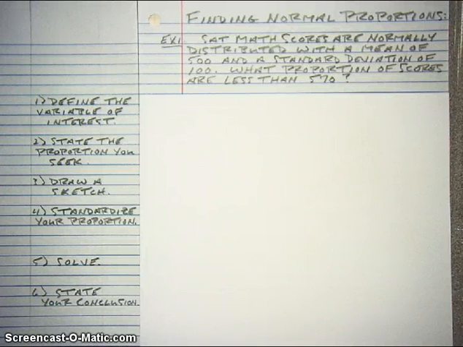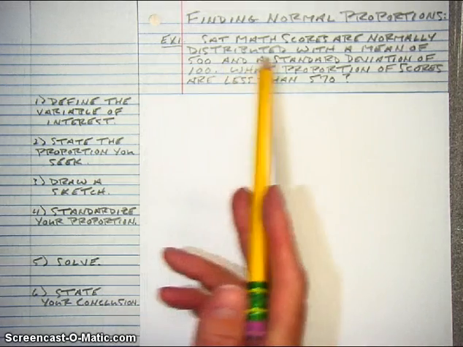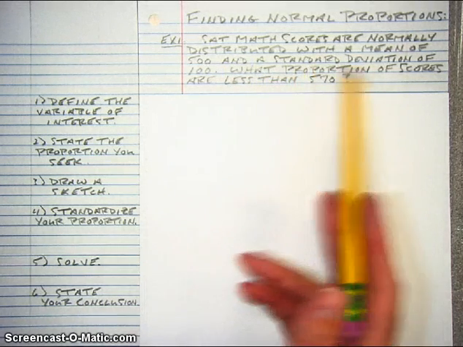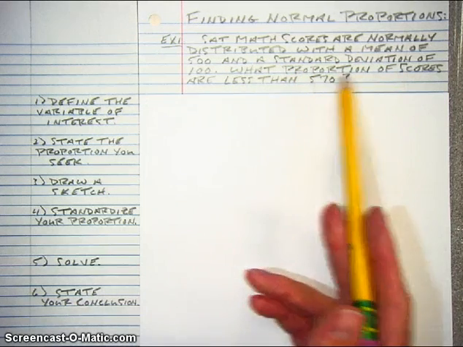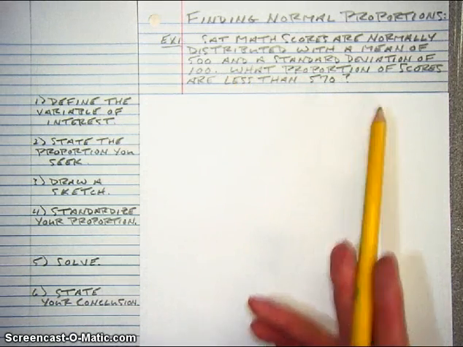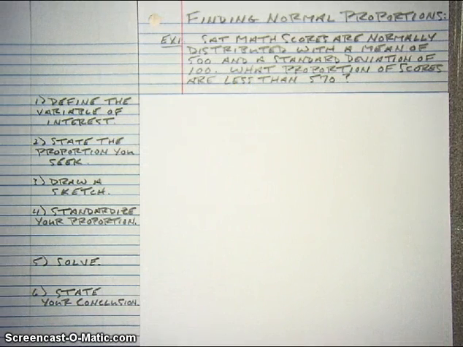In this video, we're going to look at how you can find normal proportions under a normal curve in any situation. It basically uses the standard normal distribution and all the information we have about that. We're going to be able to answer questions like this. SAT math scores are normally distributed with a mean of 500 and a standard deviation of 100. What proportion of scores are less than 570?